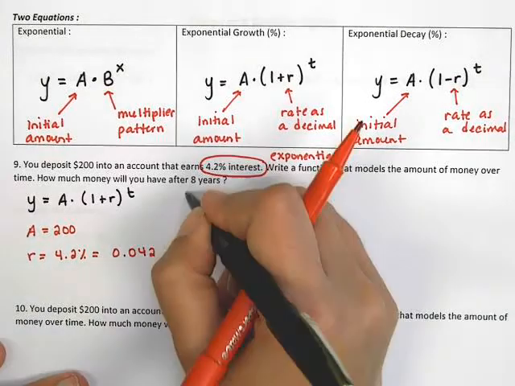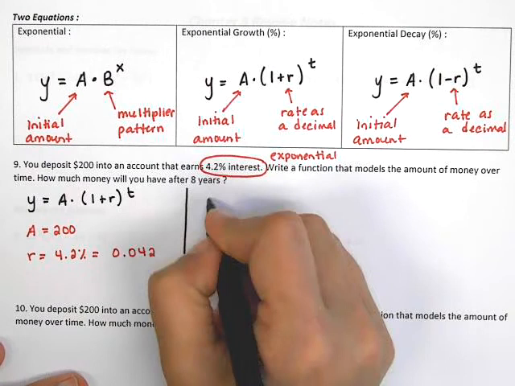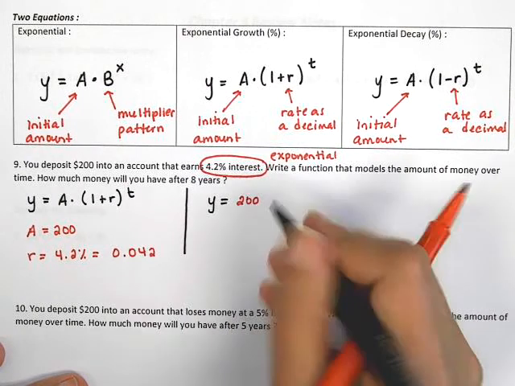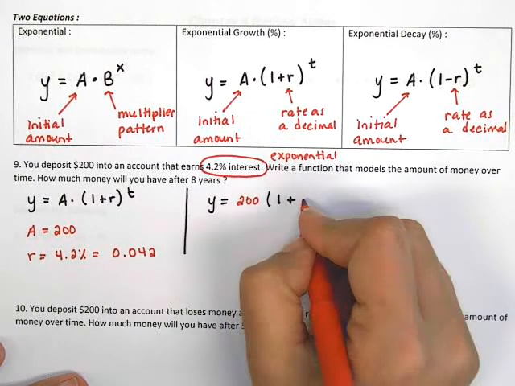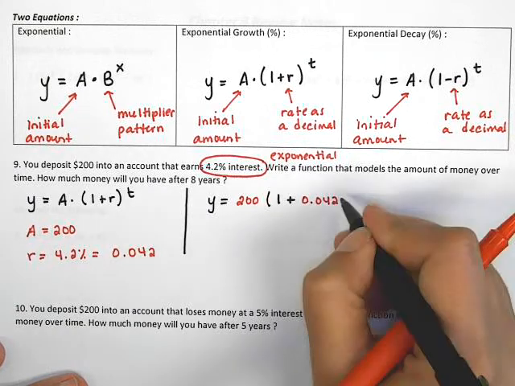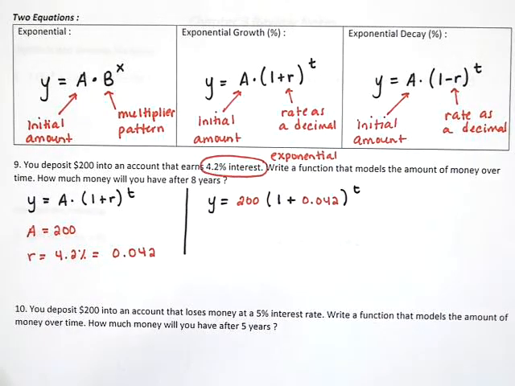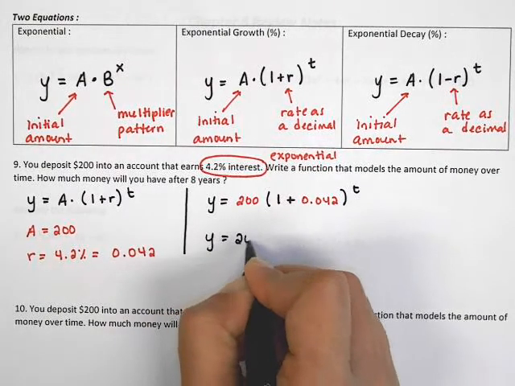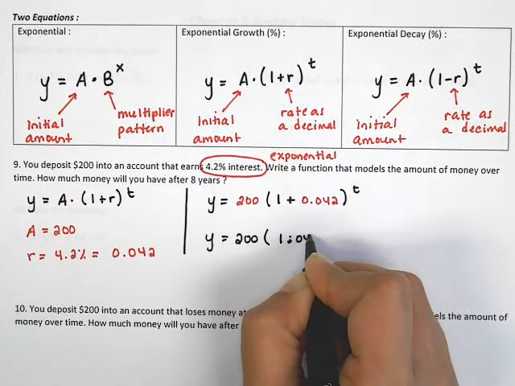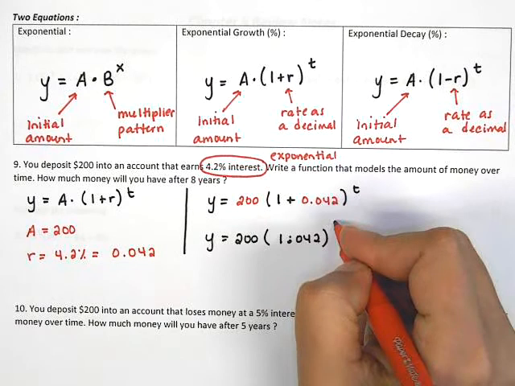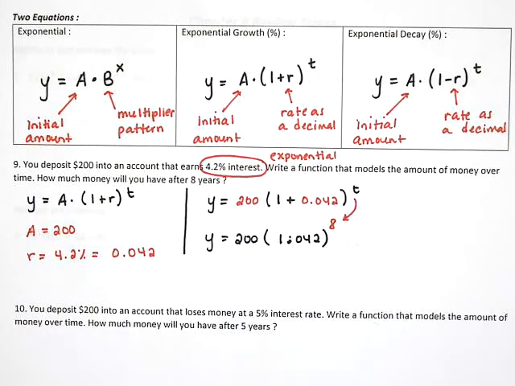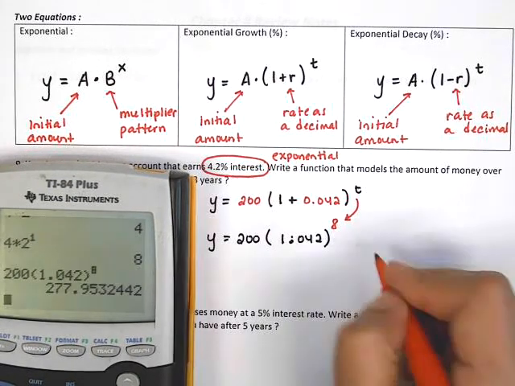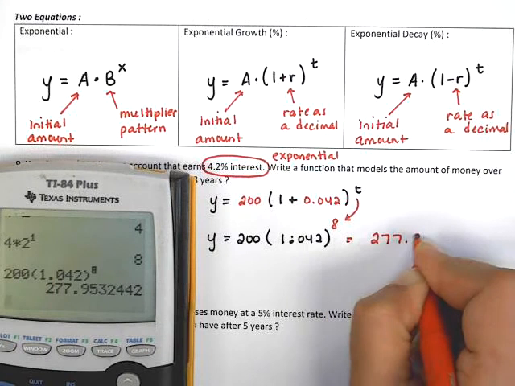So my equation would be y equals 200 times 1 plus 0.042 to the t power. Now it specifically says here we want to know how much we have after 8 years. So I'm going to take this equation and change the t to an 8, and I'm going to type that in on my calculator. So my answer would be $277.95.